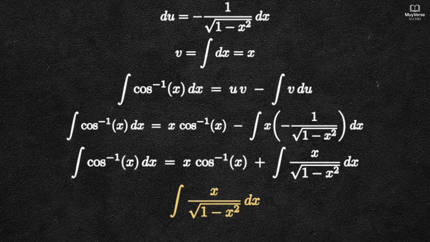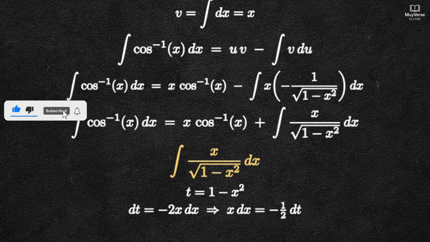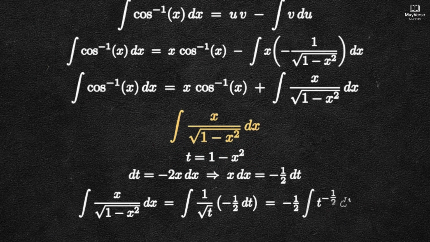We evaluate the integral of x over square root of 1 minus x squared dx by substitution. Let t equal 1 minus x squared. Then dt equals negative 2x dx. So x dx equals negative 1/2 dt. Replace in the integral. It becomes negative 1/2 times the integral of t to the power negative 1/2 dt.